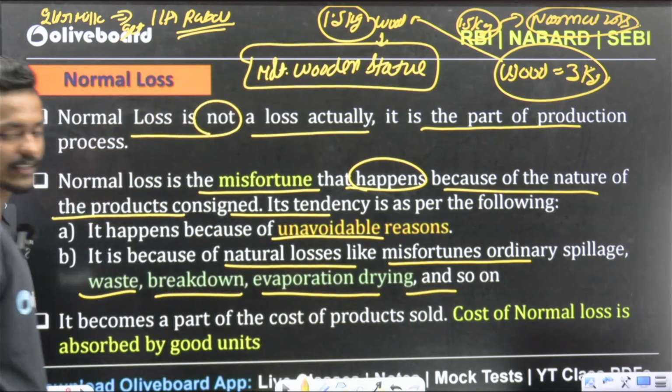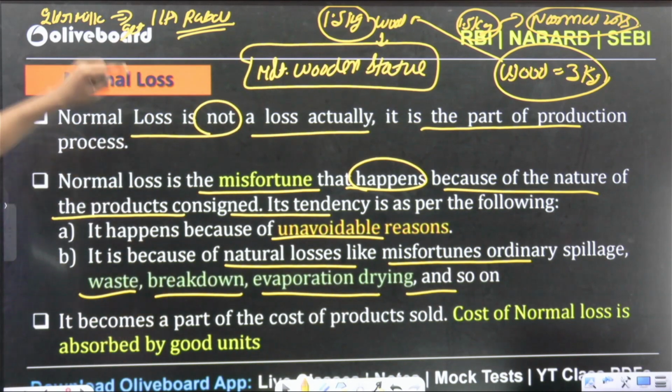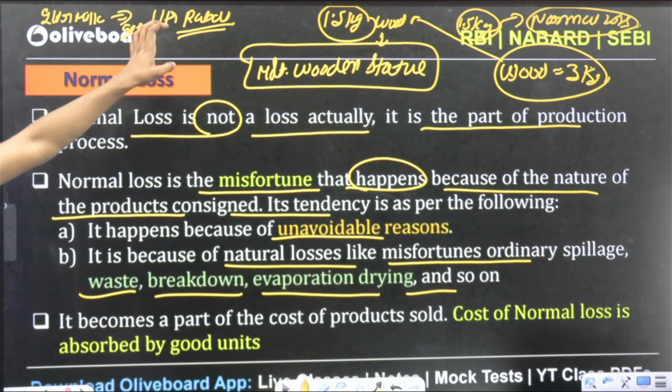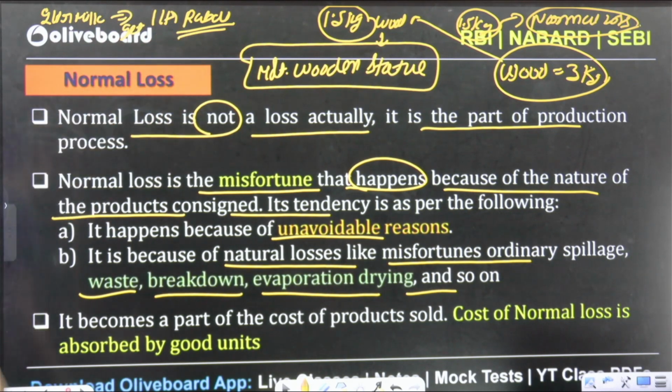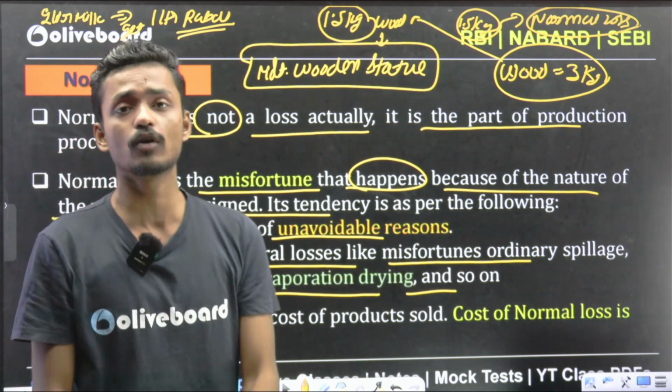So when the milk is evaporated and we are able to get only 1 liter of rabdi, the 1 liter of evaporated milk is your normal loss. So we cannot control that normal loss.